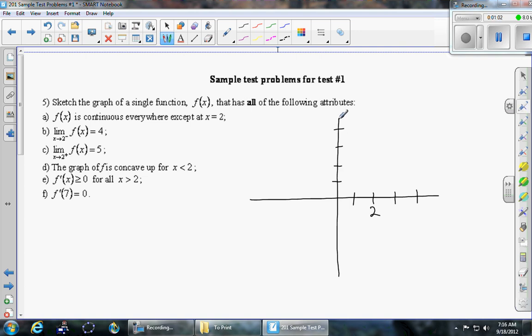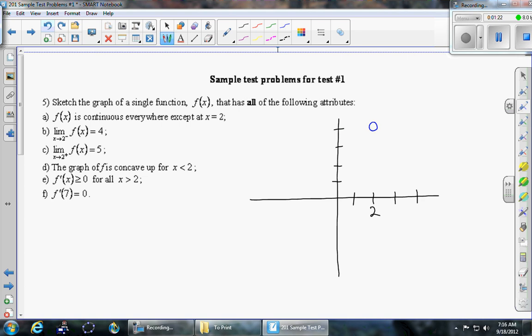And so I'll put a point up there, and I don't know whether it's going to be filled in or not, but I do know that as x approaches 2 from the left, I'm supposed to get to 4. So the graph does something over here on the left-hand side until it gets to 4. I don't know exactly what it's supposed to do. So right now we'll undo that temporarily.